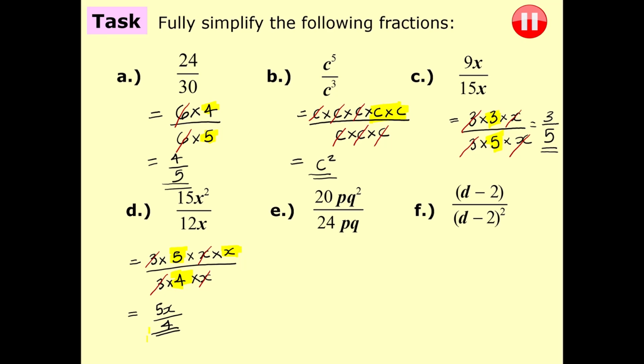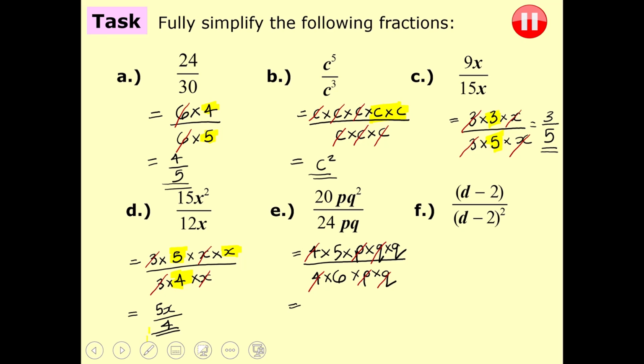And for E, 20 and 24, highest common factor of 4. So this means 4 times 5 to get 20, times p, times q to get q squared, all over 4 times 6 to get 24, times p times q. Once we've got that, we've expanded it, we can cancel any common factors. And then we will just be left with 5q over 6.